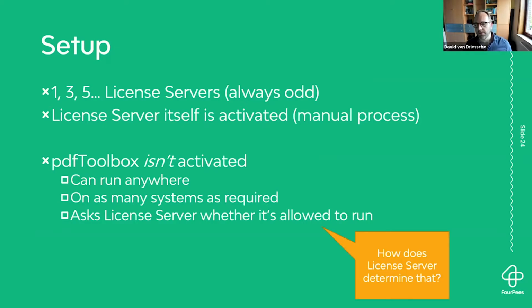The most easy way of doing it is that you install one license server, you activate the license server, which is still this manual process. And then you install pdfToolbox on some other machines, and those you don't have to activate. And that is the big difference. So pdfToolbox would, in this scenario, not be activated. You would simply point pdfToolbox to your license server, and it is the license server that decides whether pdfToolbox is allowed to process a file or not.